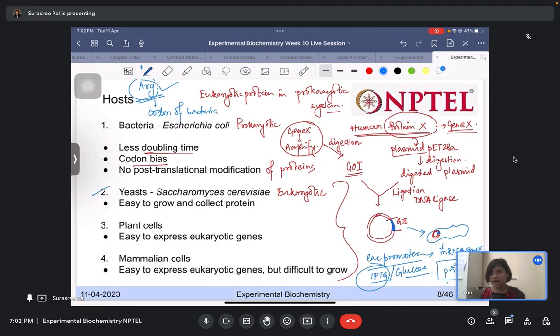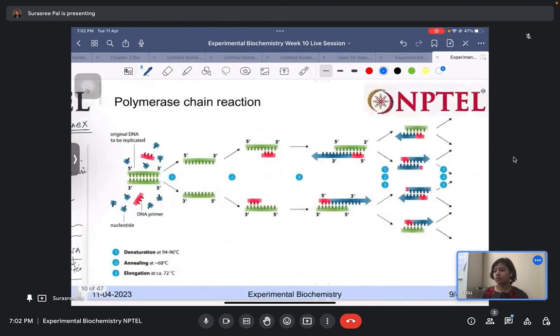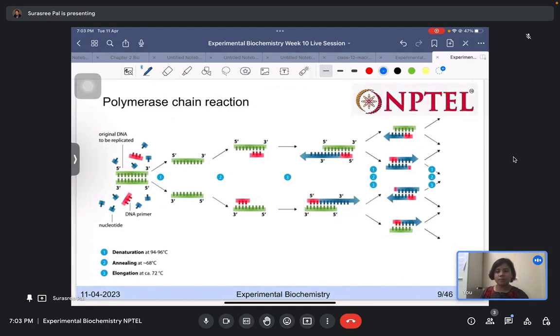We can also express our proteins in some insect cells, for example, Sf9, Spodoptera frugiperda cells, where our gene of interest can be cloned and transformed. So these are the hosts where we can grow our gene of interest, and finally overexpress our protein and purify our protein. So next, coming to the part where we will have to amplify our gene of interest. For that amplification, this process is carried out, which is called polymerase chain reaction.